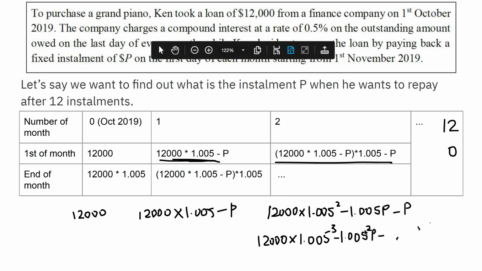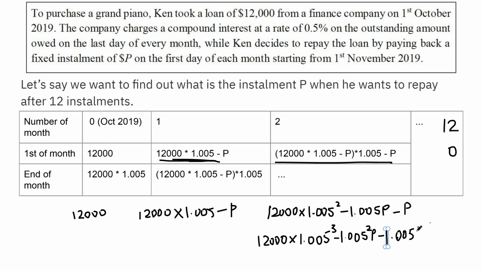Alright, so getting back to the question. So we write 1.005 P, and then at the end of the month, we subtract another P. Right, so let's compare the start of the second month and the start of the third month. This power changed to 3, right? And at first we had this 1.005 P minus P. Now we have the same thing at the back, but we added a 1.005 squared P. So we do see a pattern coming up, right?